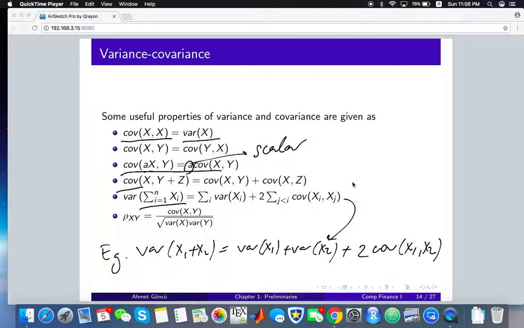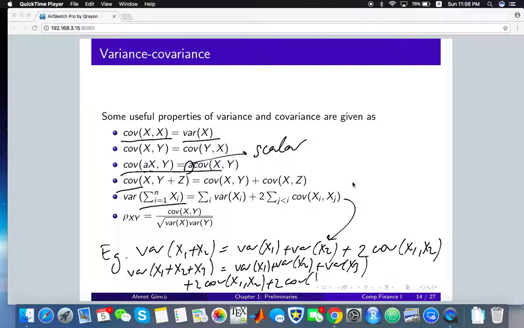You can repeat this example for 3 random variables. You are going to get the variance of x1, x2, x3, and then you will have the cross terms: the covariance of x1 and x2, the covariance of x2 and x3, plus 2 times the covariance of x1 and x3. Okay.